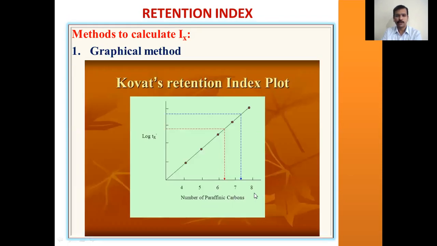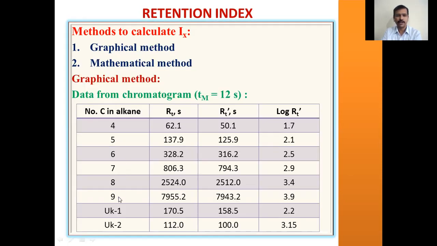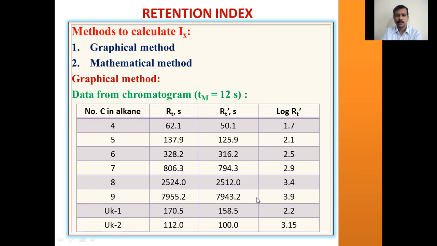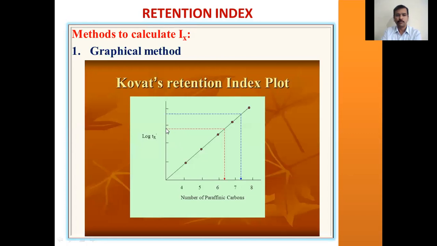So the number of paraffinic carbon atoms will be 4, 5, 6, 7, 8, 9. And log of TR dash will be 1.7, 2.1, 2.5, 2.9, and 3.4 and 3.9. You have plotted this. You will get a line. And for unknown 1, the log of RT dash will be 2.2. So you obtain the point 2.2 here. You draw a line to the linear curve and interpolate the point of intersection to the x-axis. The number of paraffinic carbons present in that compound you will get.